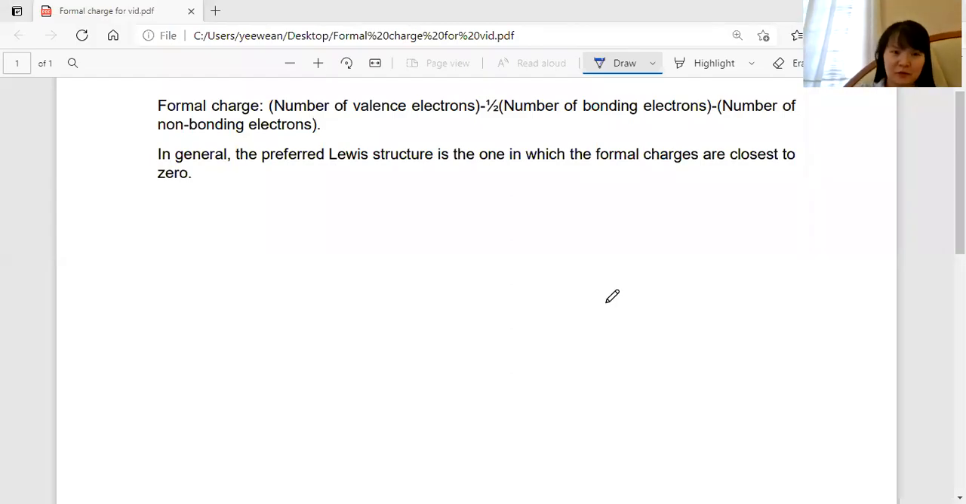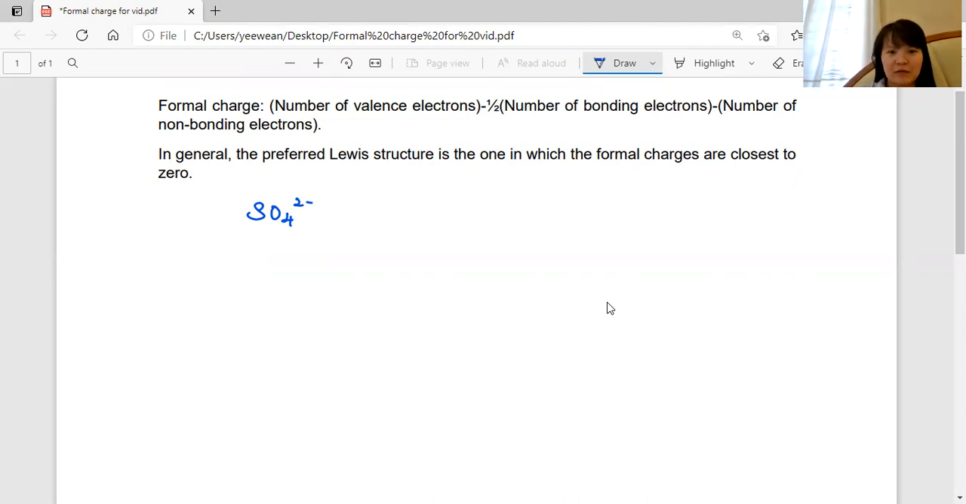This video is a revision on formal charge and how to calculate the formal charges. So for example, let's use something you've done in VSEPR, SO4 2 minus. Okay, so formal charge, we count for each and every one of the atoms inside this ion.